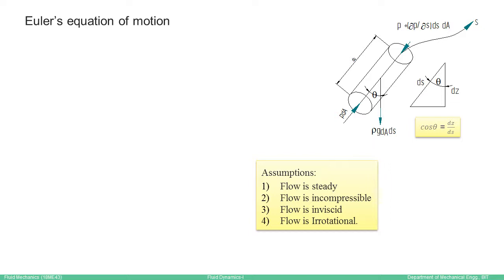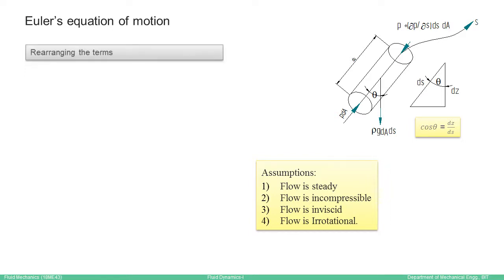Before going ahead with simplification steps, I want to mention that there are four important assumptions made in this derivation, that is that of a steady flow, incompressible flow, inviscid flow, and irrotational flow. This will be discussed in detail later in this session, because these become restrictions to the application of Euler's equation of motion or the Bernoulli's equation, which will be derived from Euler's equation of motion.